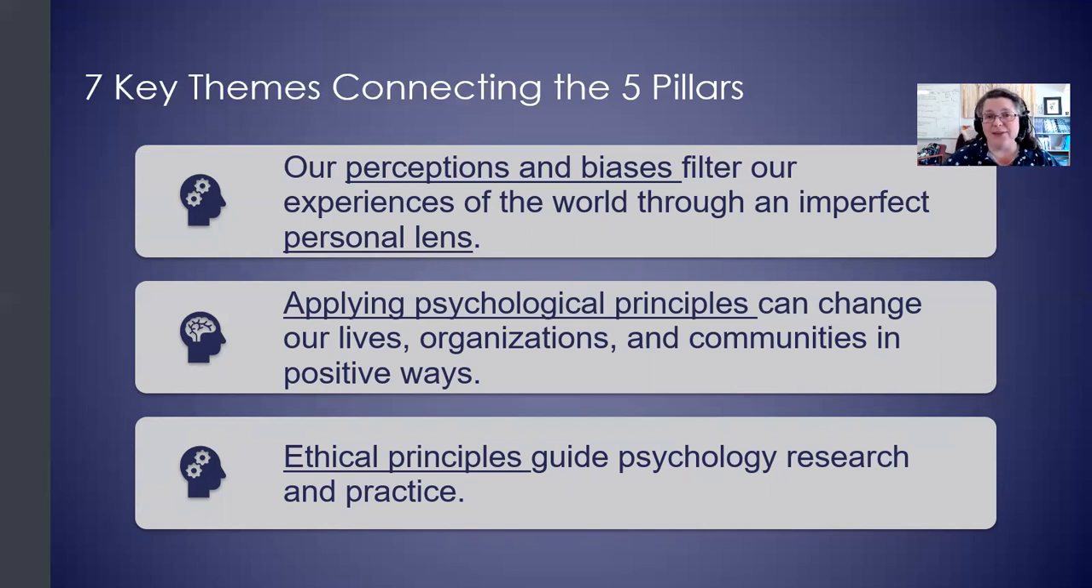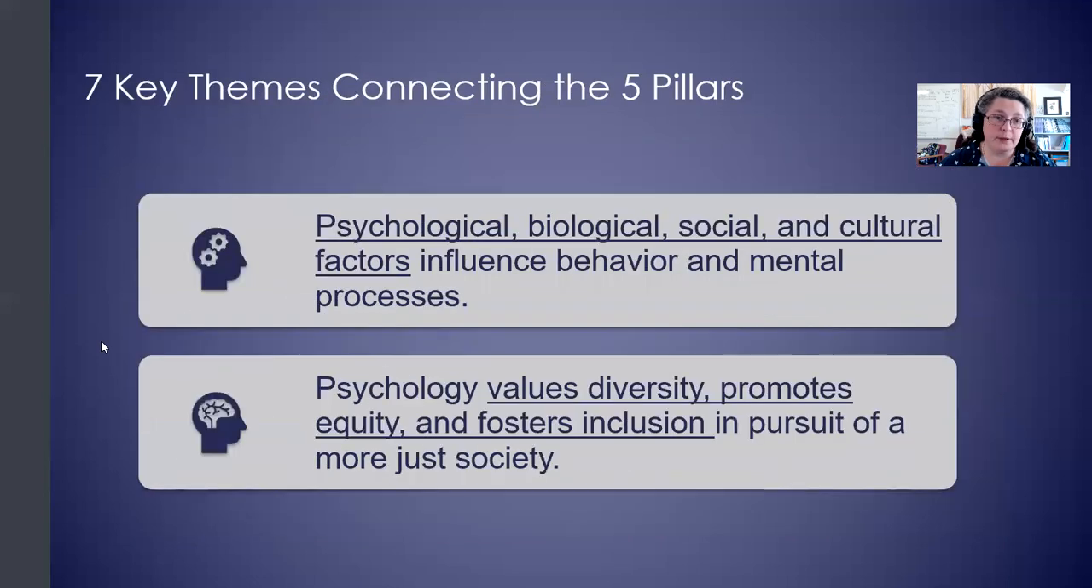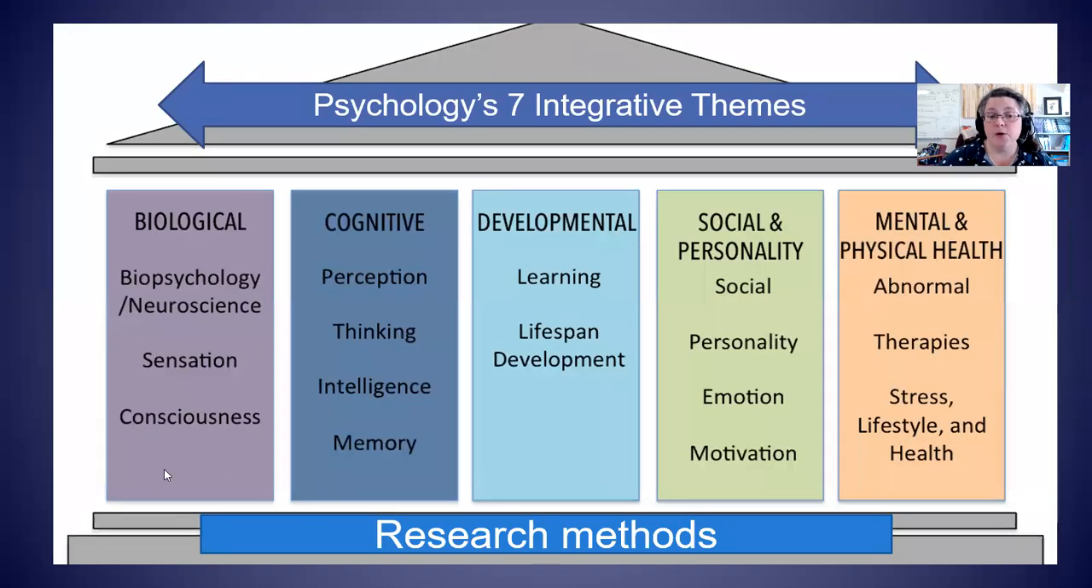In truth, we have ethical principles we have to follow, both if you're going to be a clinician and provide therapy, if you're going to be a researcher, or if you're going to be a professor. And we'll talk about some of those when we get to the next chapter, in chapter 2. So those are the seven themes that I want you to be aware of. So remember, we have a foundation of research methods. We have five pillars or domains that hold up this connecting roof of seven integrative themes.